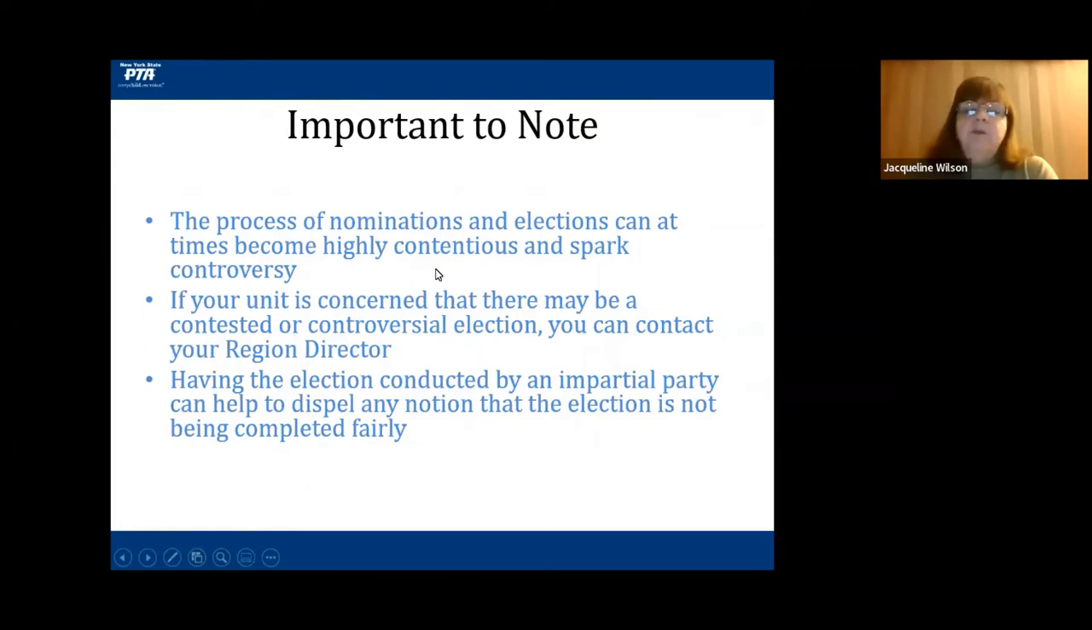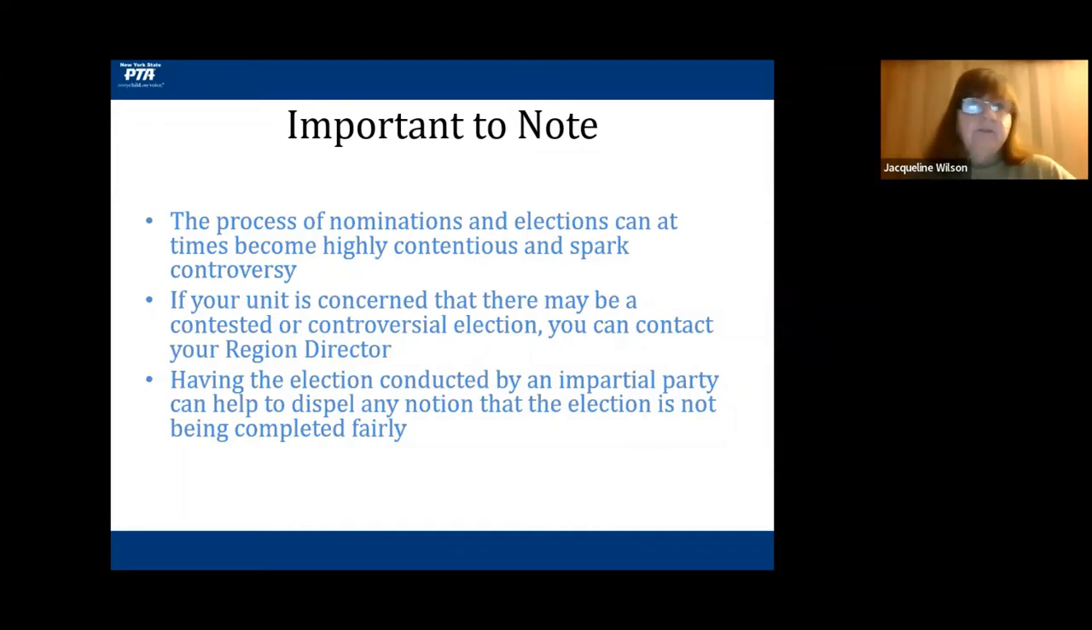So if your unit is concerned that there may be a contested or controversial election, you can contact your region director, and they will come in with their team and help you get through the election. And they are impartial and can do a better job and not have to worry about people saying, you know, this one favored this one. Having the election conducted by an impartial party can help to dispel any notion that the election is not being completed fairly. And it's so important, because transparency is the key here.